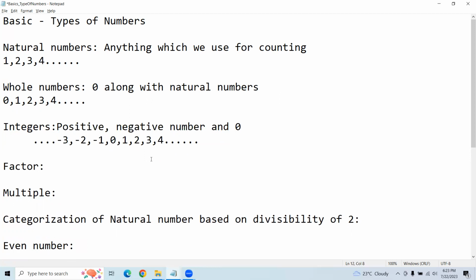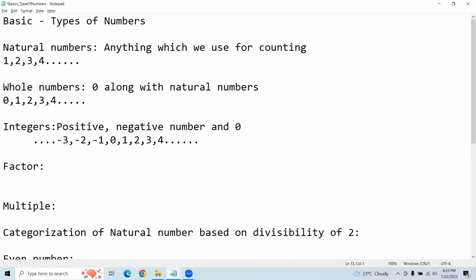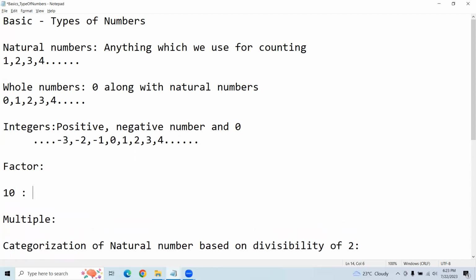Then let's look at factors. If I write the number 10, can you tell me by which numbers 10 is completely divisible? If we divide 10 by 1, we get remainder 0, so 1 is a factor of 10. Let's take 2. If we divide 10 by 2, we get remainder 0; 2 5s are 10. Then 3, we get remainder 1, so that is not a factor of 10. Then we have 5, 5 2s are 10, and then we have 10.